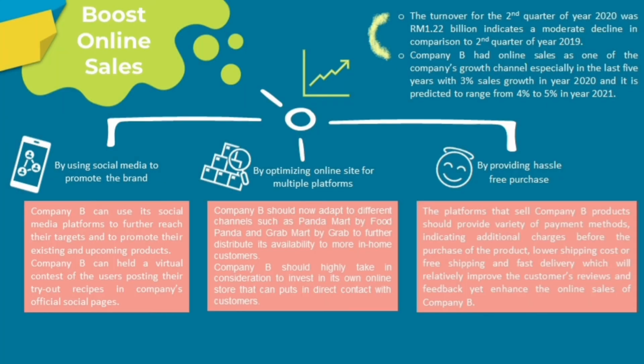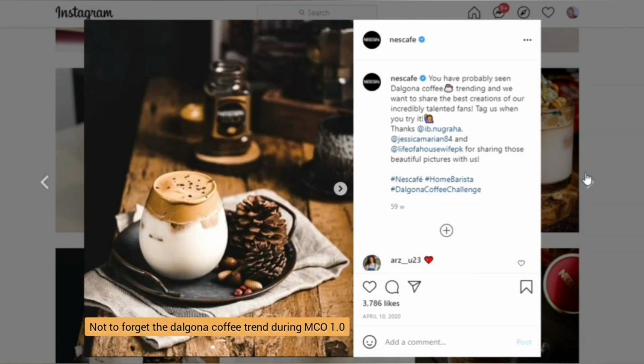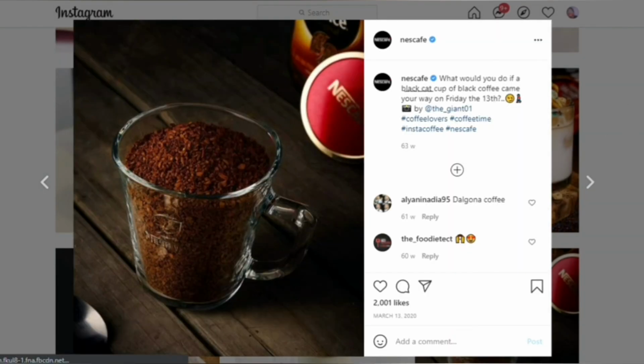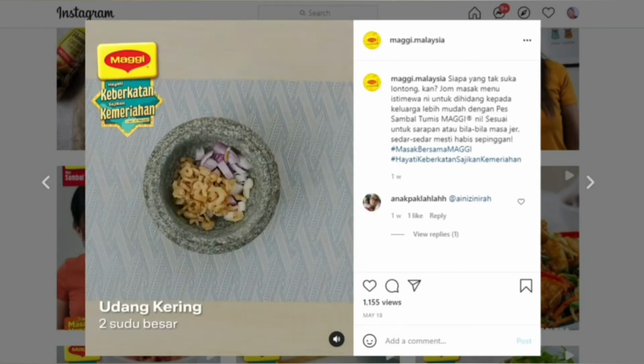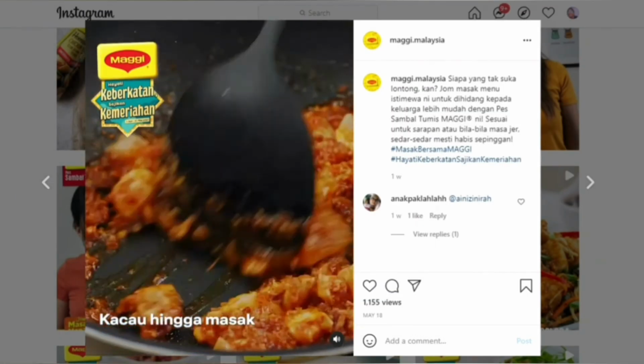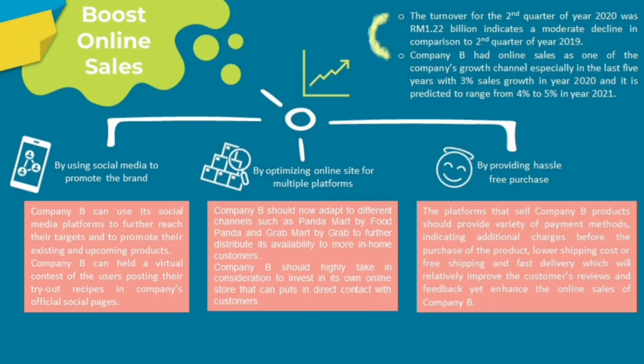Secondly, by boosting online sales. During the outbreak, Company B should continue to improve online sales to ensure more profits can be gained. Firstly, by using social media to promote the brands such as Facebook, Instagram and Twitter to further reach their targets, and also by holding a virtual contest of the users posting their trial recipes related to their products. Secondly, by optimizing the online site for multiple platforms, taking into consideration investing in its own online store that can put it in direct contact with customers, besides selling on major e-commerce platforms such as Shopee, Lazada and Zalora.